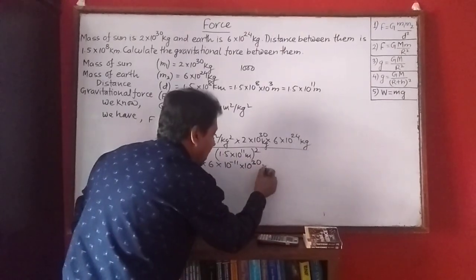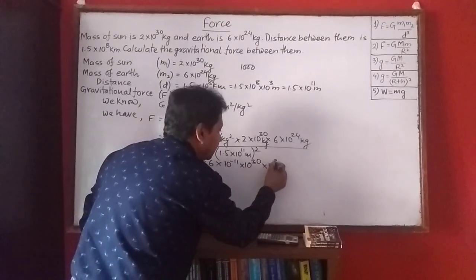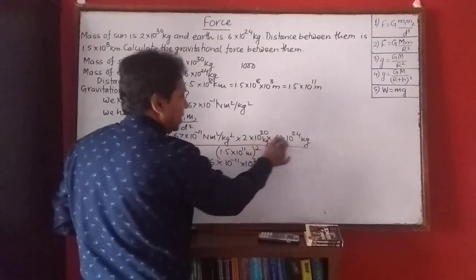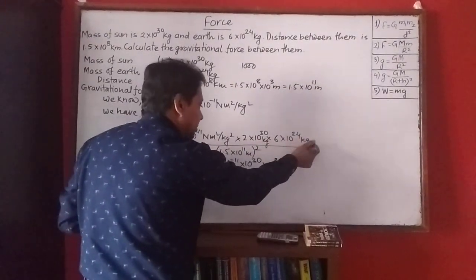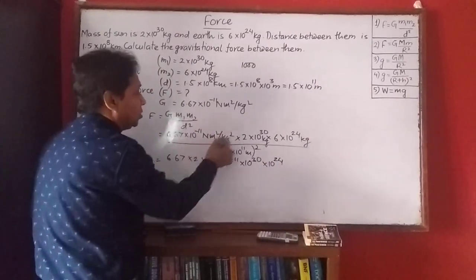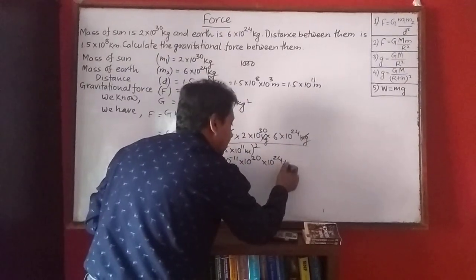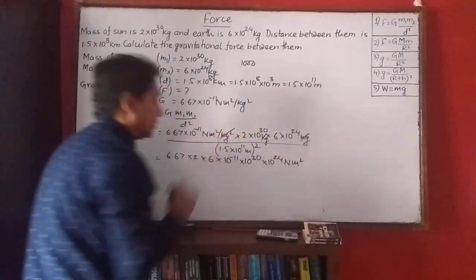And another 10 to the power 24. What about the unit? Look at this. This kilogram and this kilogram are in the numerator, and this kg square is in the denominator. That's why we can cancel this. Now the remaining unit is Newton meter square.